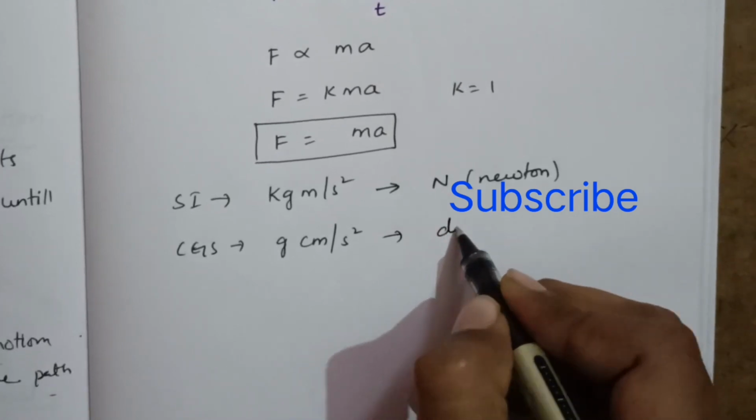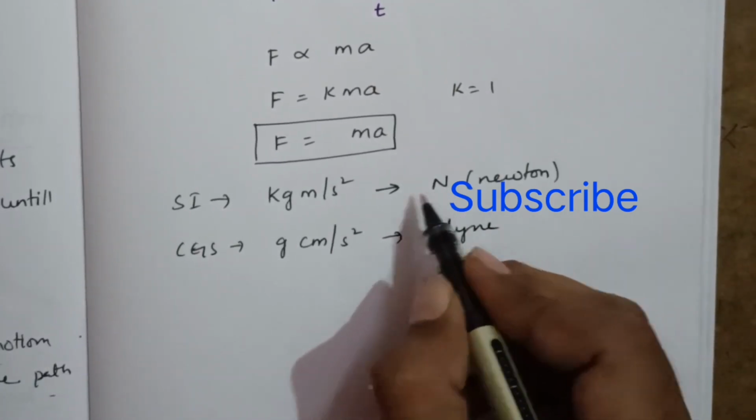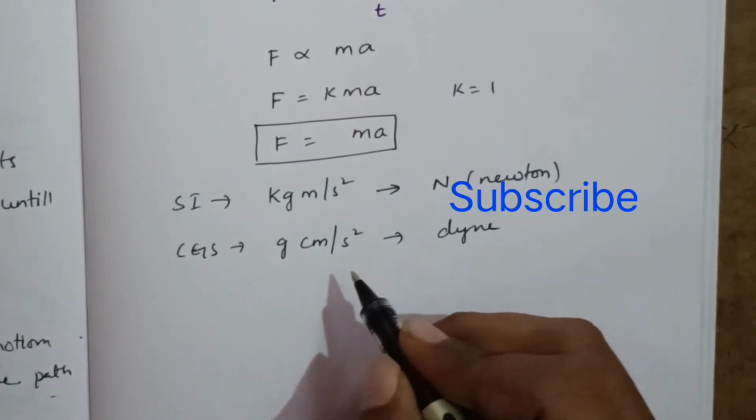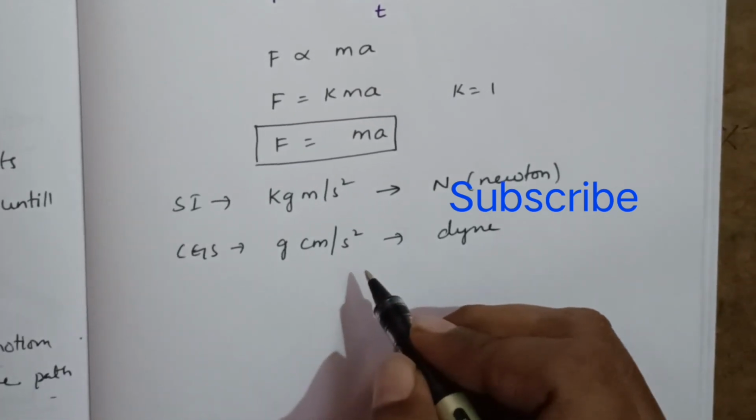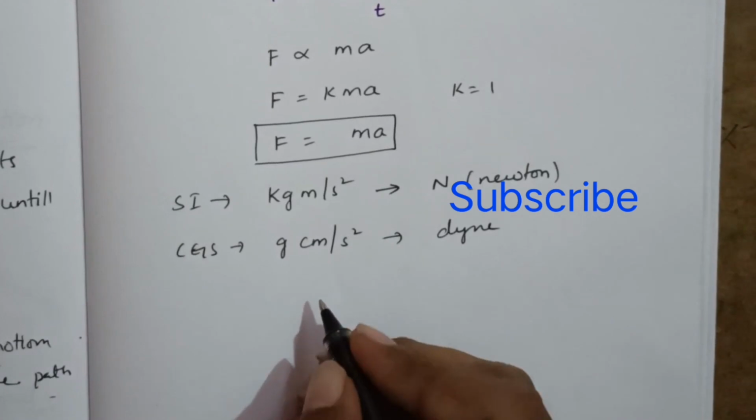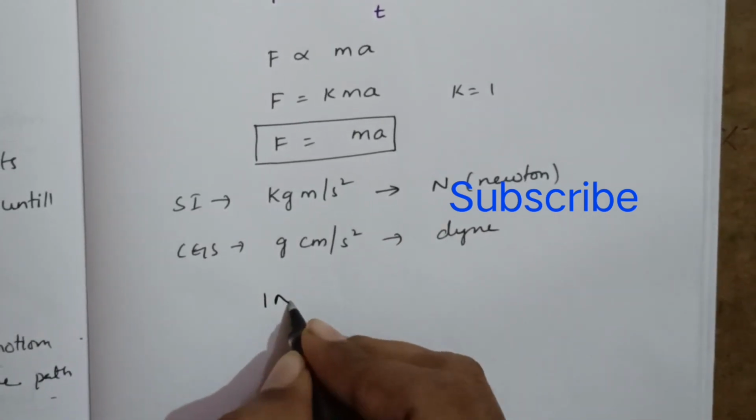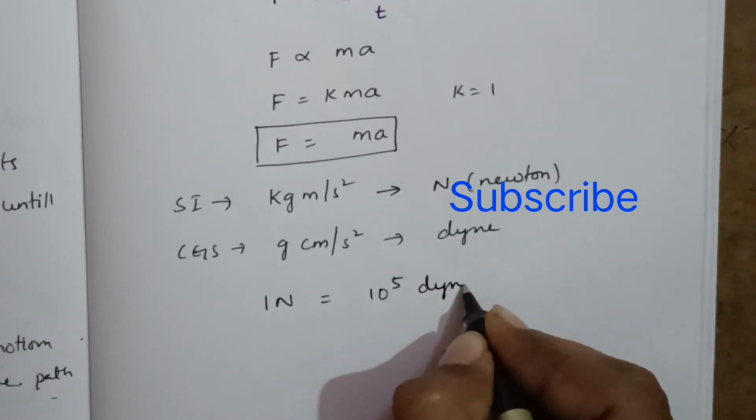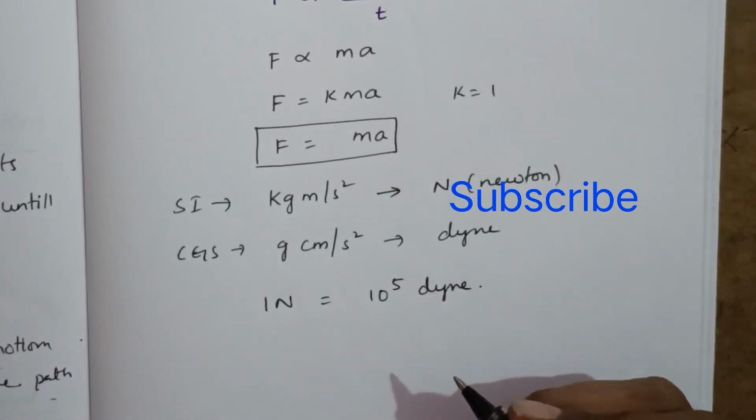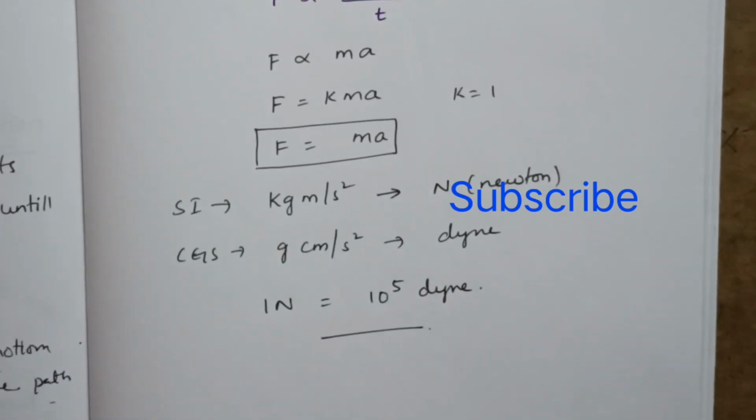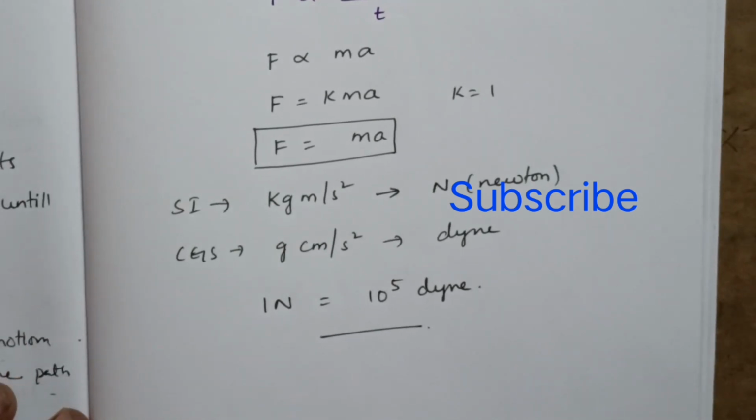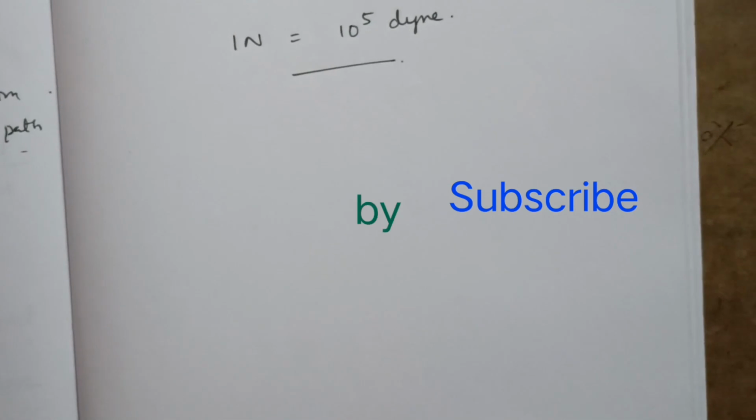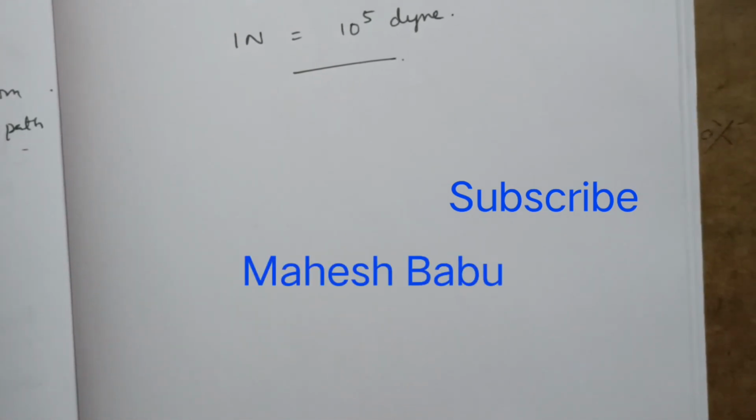CGS unit is dyne. So 1 Newton equal to 1 kg meter per second square. 1 dyne equal to 1 gram centimeter per second square. And it is having one relation: 1 Newton equal to 10 power 5 dynes. This is about Newton's second law of motion. Here we derived the formula for force and we discussed about force.